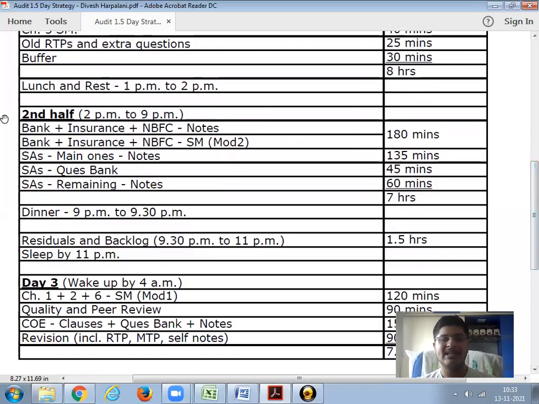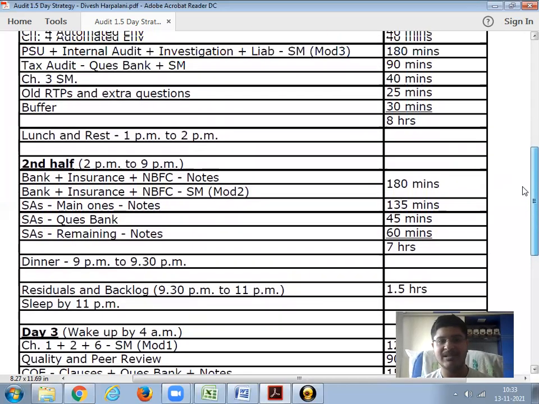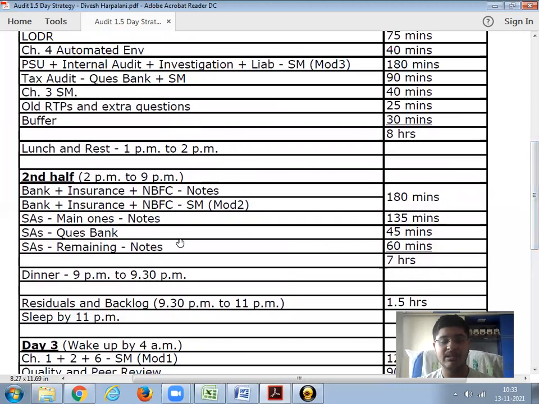I've kept. So there's a specific reason I have kept these chapters in the first slot and these chapters in the second slot. And I'll tell you the logic behind it, something that you might consider while making your 1.5 plan for audit as well as for other subjects. So yes, if you see bank, insurance and NBFC, obviously bank is a very important chapter, but the answers of bank or insurance or NBFC are not as tough. They are more so logical, and you don't really need to ratify the answers. They are very logical, and if you understand, you can really write in your own words.